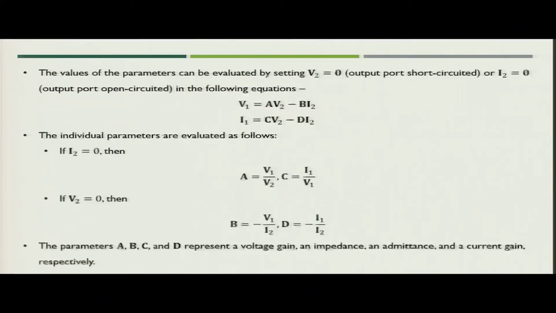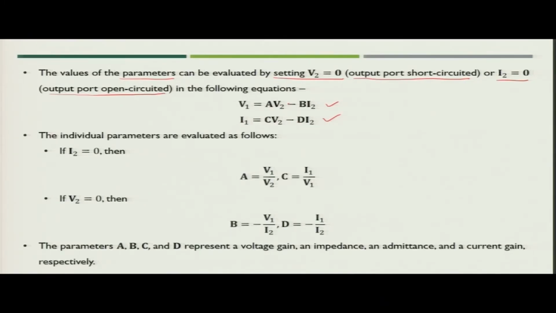Now, let us see how we will calculate these parameters. We can calculate the parameters by setting V2 equal to 0, that means the output port is short circuited, or I2 equal to 0, that means the output port is open circuited. The equations in terms of ABCD parameters, relating V1, I1 with V2, I2, are shown in the slide: V1 = A V2 - B I2, I1 = C V2 - D I2.